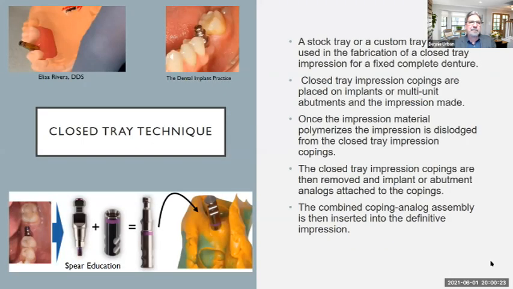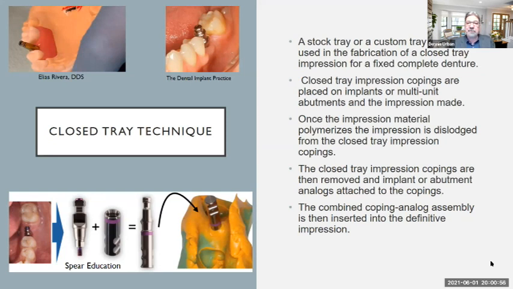So let's talk a little bit about the closed tray technique. Just some photos here from a few different doctors, and even Spear Education on the bottom here. It shows a single unit implant that's being done here, with the impression coping, the lab analog, the model analog, and both of them screwed together here. So a stock tray or a custom tray can be utilized in the fabrication of a closed tray impression for a fixed complete denture.